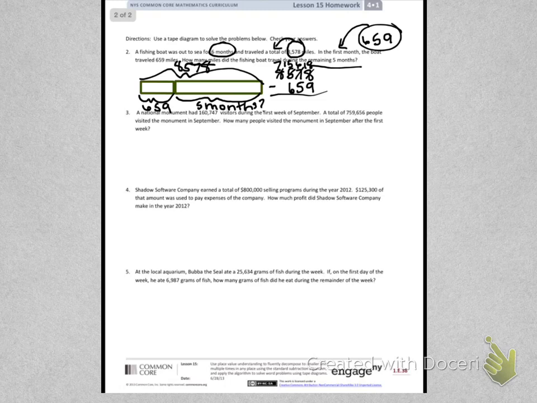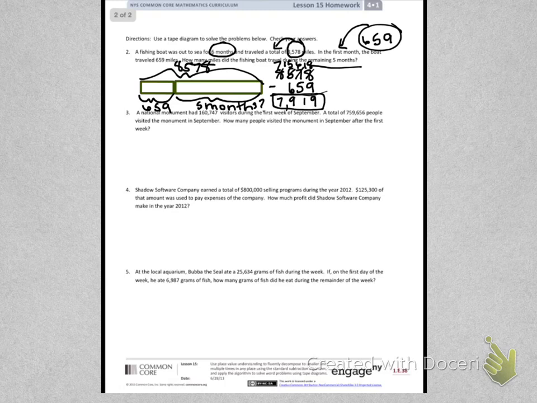So now everything looks good to go. 18 minus 9 is 9. 6 minus 5 is 1, 15 minus 6 is 9, and 7, take away no other thousands, is 7. So I'm looking at going 7,919 miles in 5 months.